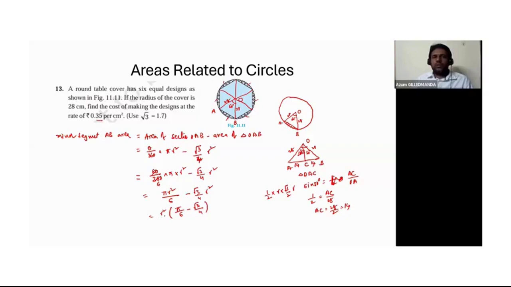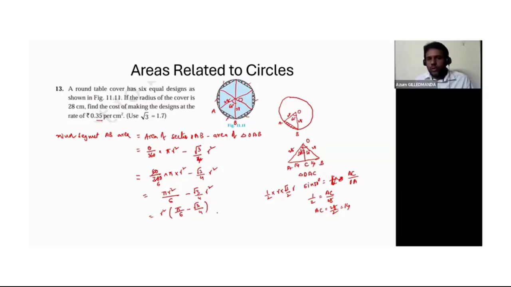Okay, if you substitute the value, R is what? 28. So 28 square into pi. The pi value is not given. You can substitute 3.14 here. So if you simplify, you will get some value. Okay, so that value, right? That value is your minor segment area. What is that minor segment? One of the designs on that table.